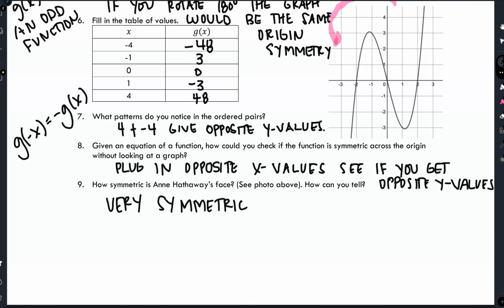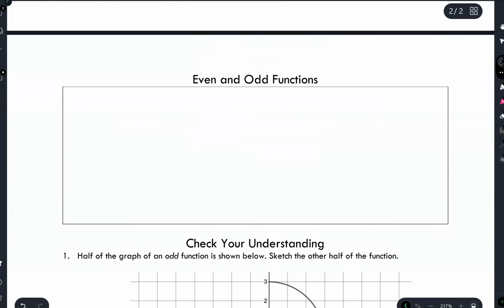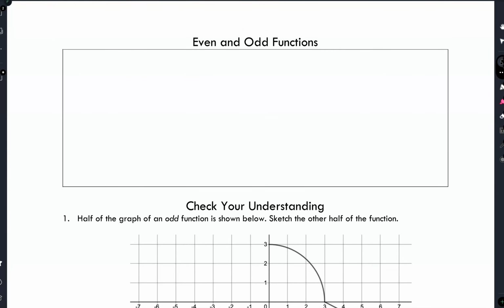Alrighty. So let's talk about even and odd functions. A function is even if it has y-axis symmetry.